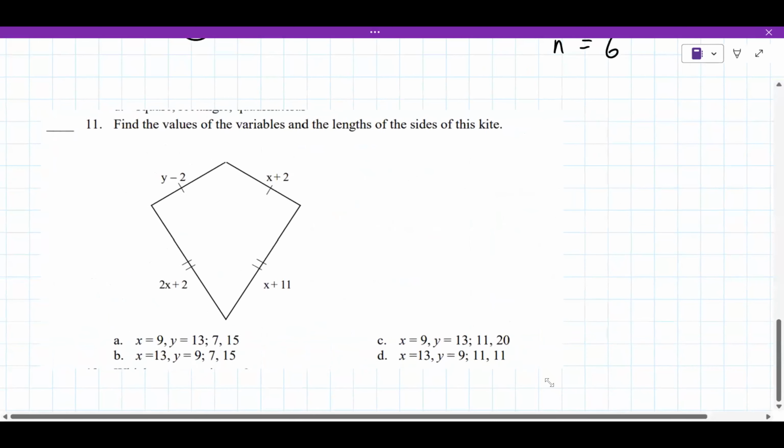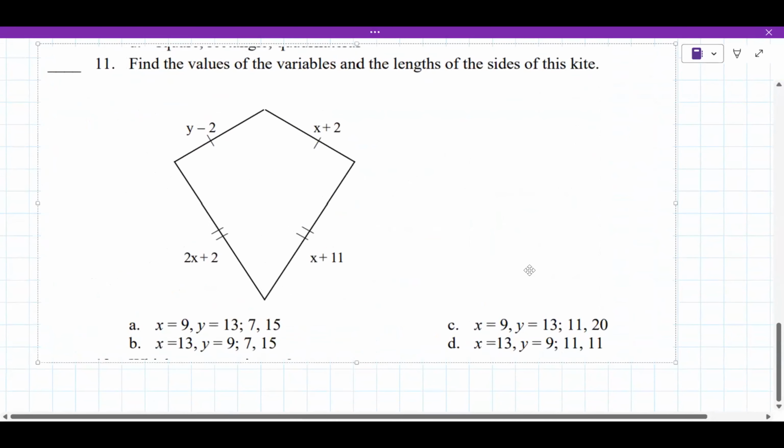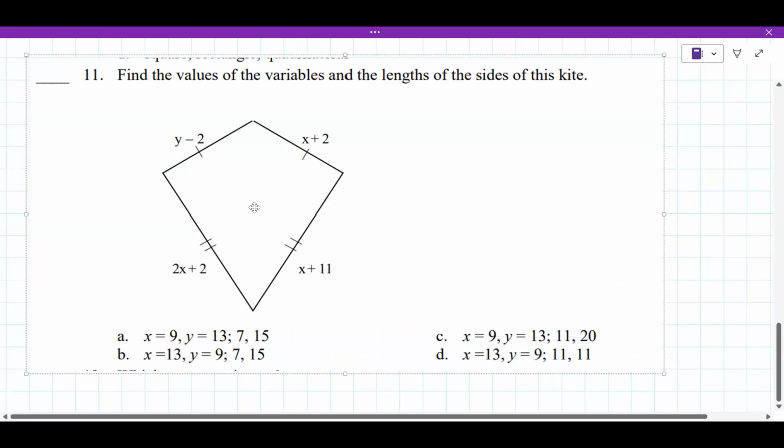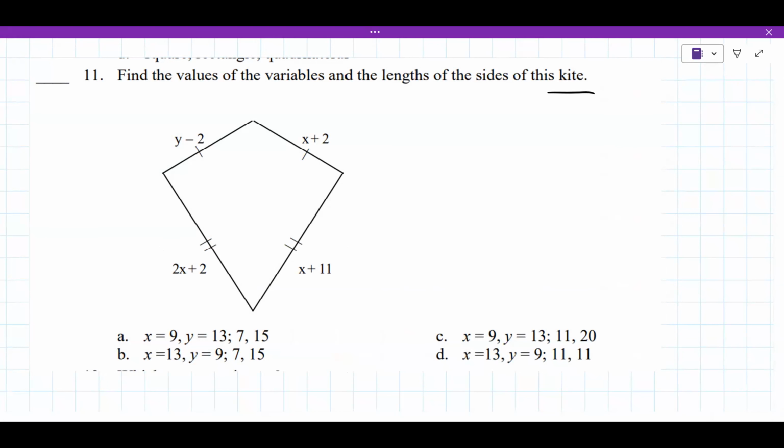Rebuild some of those fundamental algebra skills here. All right, so it says find the values of the variables and the lengths of the sides. This is a kite, not that that really matters, but the congruences are important. The fact that these two are congruent is really important because you can set them equal and solve for x. So I would do 2x plus 2 equals x plus 11.